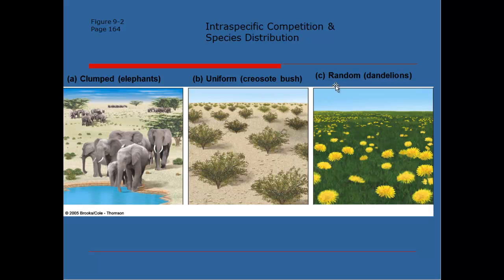And then randomness, dandelions. Look out across anybody's lawn who doesn't get rid of the dandelions, and they are completely random. Some grouped up really tight, some really far apart. It's all random. So animals will generally be clumped, and then plants can either be uniform or random depending on their specific biology and needs.